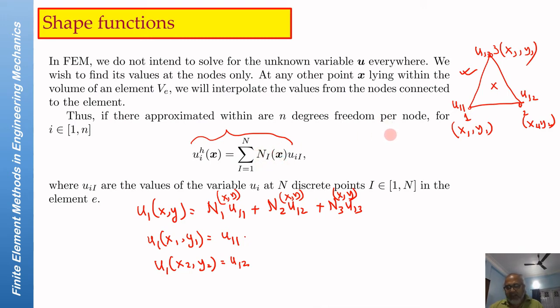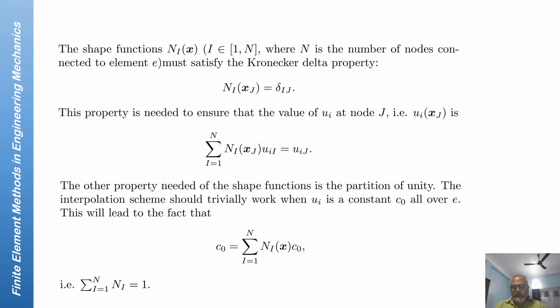That means Ni is 1 at the location of node i, and has to be 0 elsewhere. The other property that the shape function must satisfy is that of partition of unity.